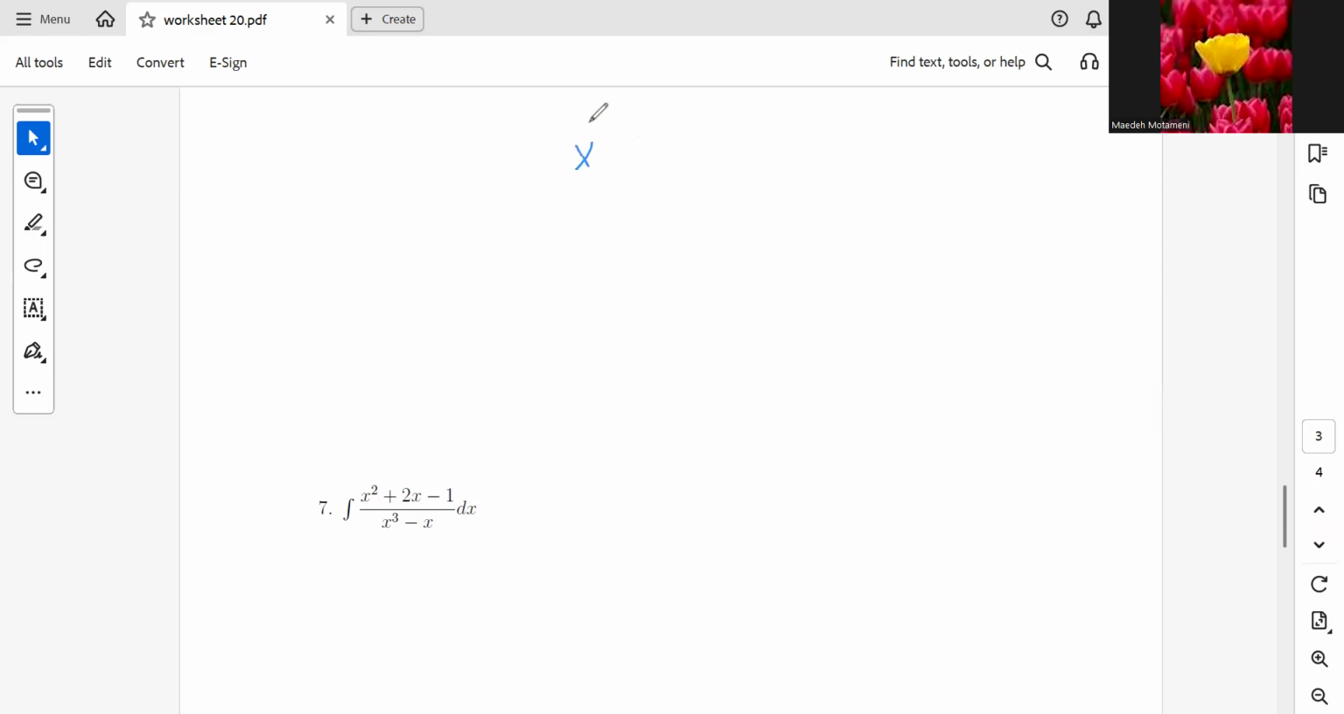So we can write it as x squared plus 2x minus 1 over, for the denominator, we can factor out x and we're left with x squared minus 1, which is the same as x squared plus 2x minus 1 over x times x minus 1 times x plus 1. Because we need to have factors that cannot be reduced. So if we keep x squared minus 1, it is not correct because we can factor x squared minus 1.